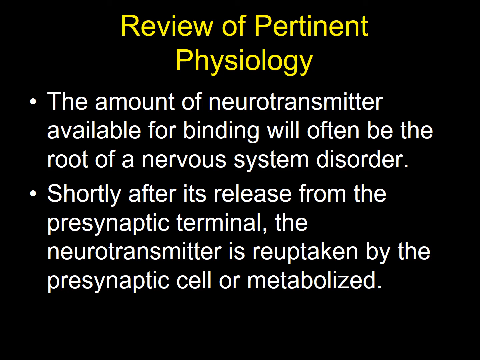The amount of neurotransmitter available for binding is often at the root of a nervous system disorder. Shortly after its release from the presynaptic terminal, the neurotransmitter is either reuptaken or metabolized, or, your slide doesn't say it, but, or diffuses away. That neurotransmitter either has to do its job right away or it's going to disappear. And there are 3 mechanisms of disappearing: getting reuptaken by the presynaptic terminal again, or being enzymatically degraded, or just diffusing away from the synapse.